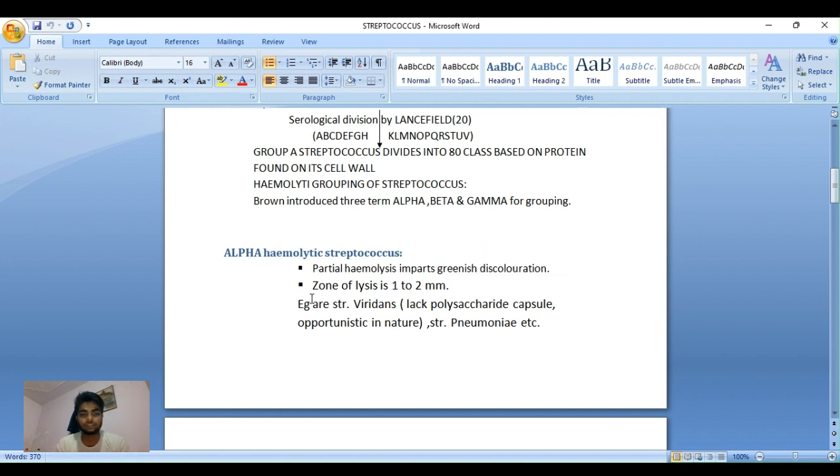Examples of some alpha hemolytic streptococcus are streptococcus viridans, which has a polysaccharide capsule. It is opportunistic in nature, meaning whenever our immunity becomes weak, they can attack. And streptococcus pneumoniae is the causative agent for pneumonia.